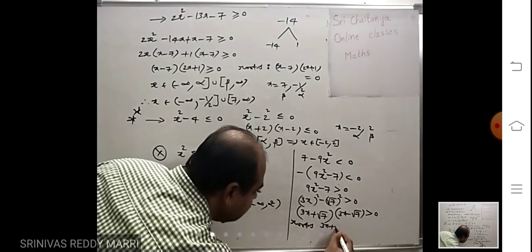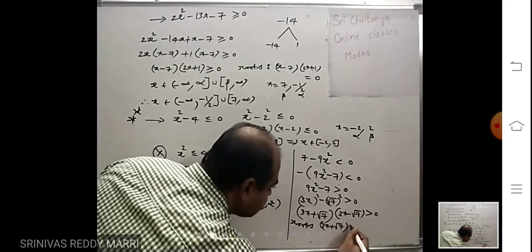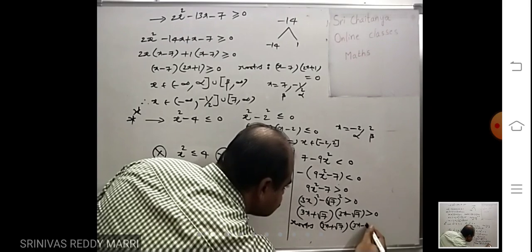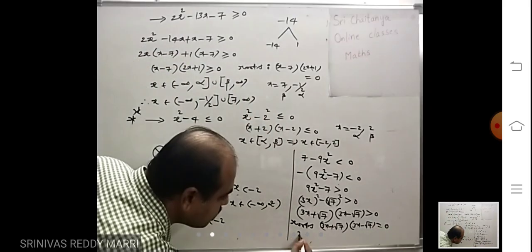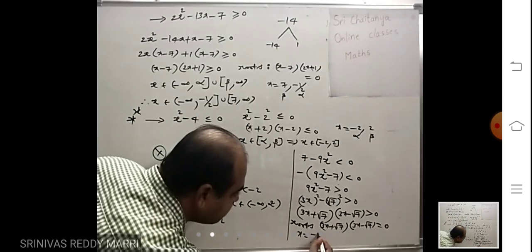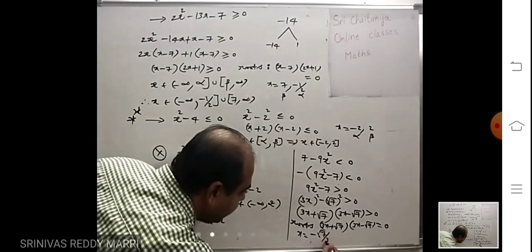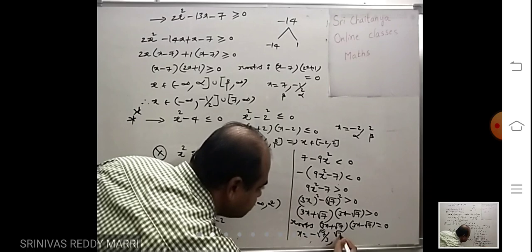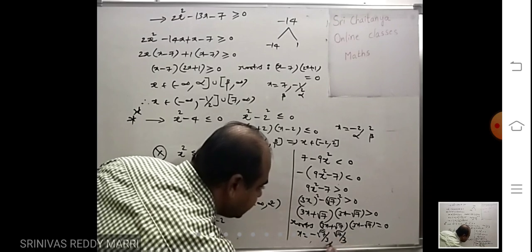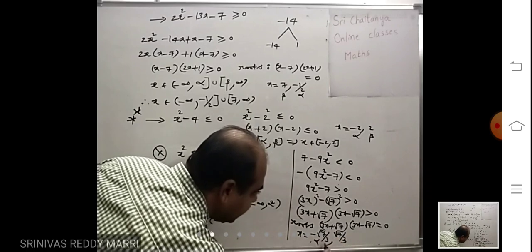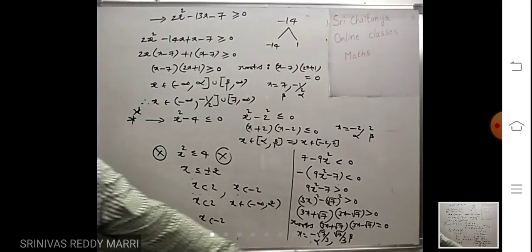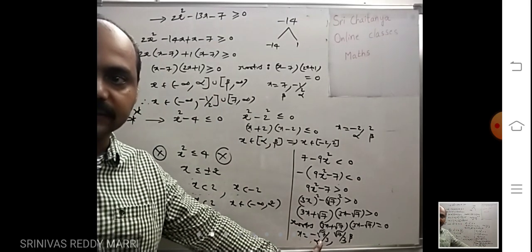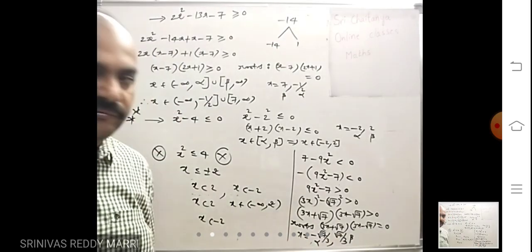Now roots means equate this quadratic to 0. What will you get as the roots? X equal to minus root 7 by 3, and root 7 by 3. What is alpha? The smallest one. This is alpha, this is beta. Alpha is minus root 7 by 3. Beta is root 7 by 3.